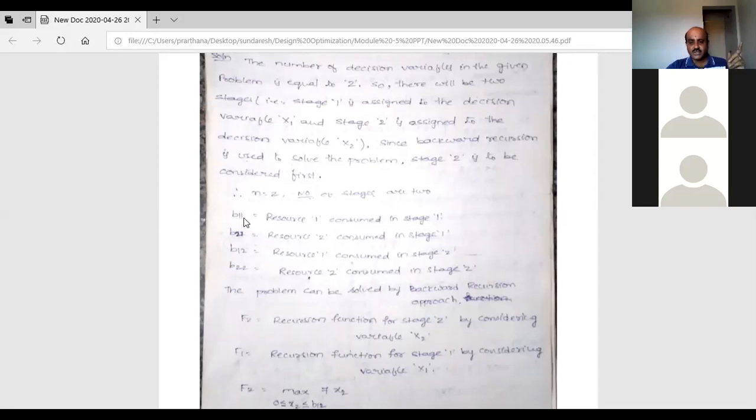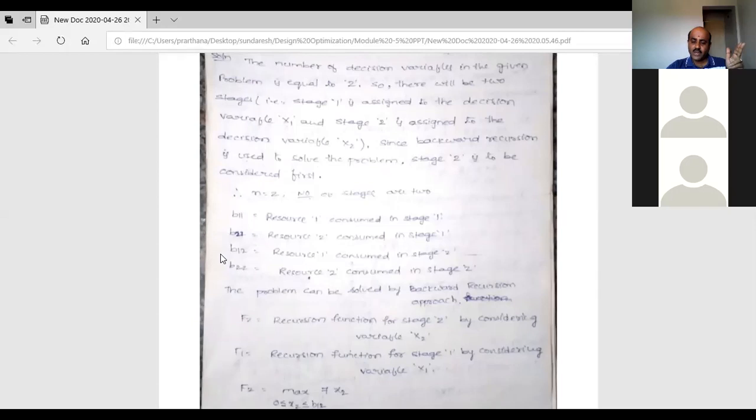In this case, we have two stages and two resources. B11 is the resource 1 consumed in stage 1, and B21 is the resource 2 consumed in stage 1. This is for stage 1. Moving on to stage 2, it is B12, resource 1 consumed in stage 2, and B22 is the resource 2 consumed in stage 2. Like this, you have to write out the resources you are going to have.